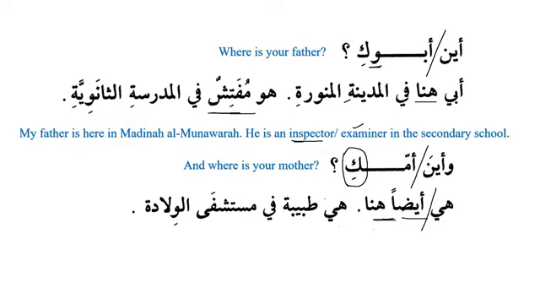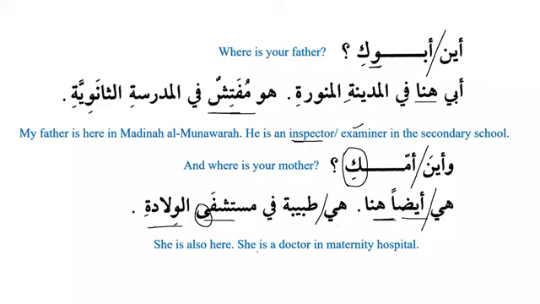Hiya tabibatun fi mustashfal wilada. Fi mustashfal wiladati, right? Hiya tabibatun, she is a doctor, fi mustashfal wiladati, in the maternity hospital. Now we can see over here that mustashfa also ends with alif maqsura. And as we discussed earlier, if a noun ends with alif maqsura, then we cannot put the case endings. And it is mudaf, and al-wiladati is mudaf ilayh. She's a doctor in the maternity hospital.